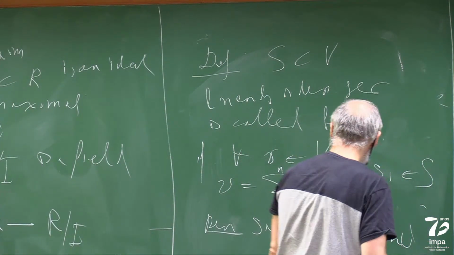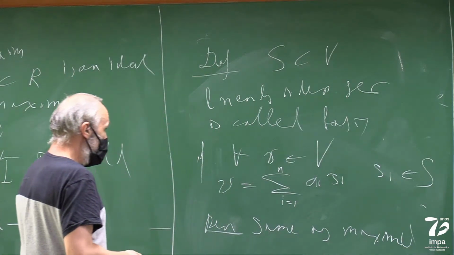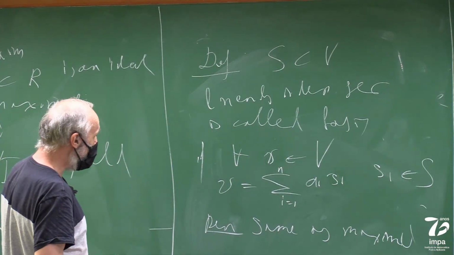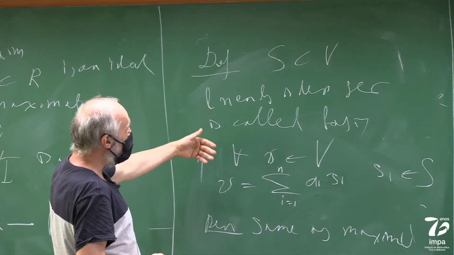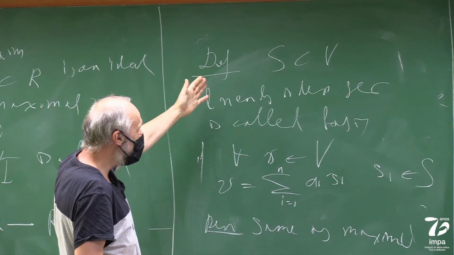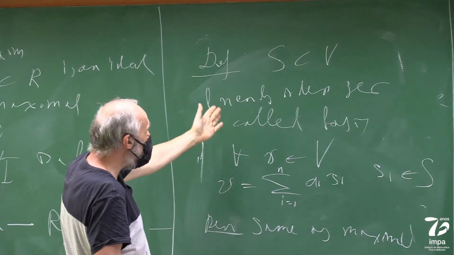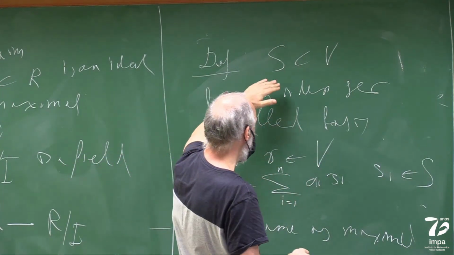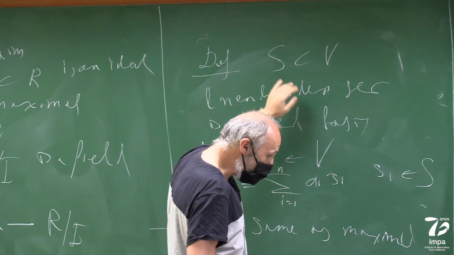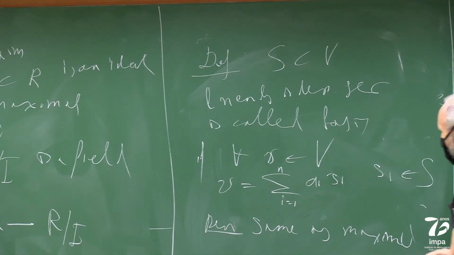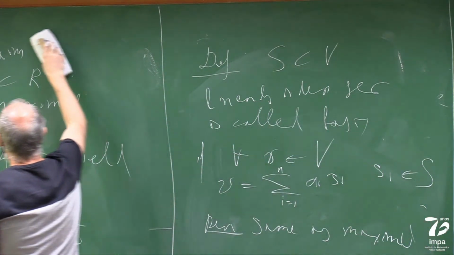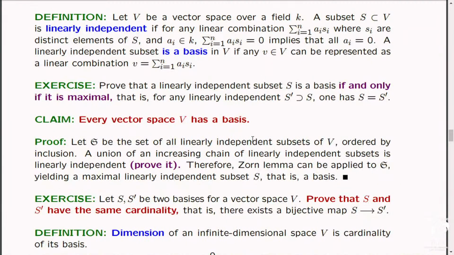Conversely, if it is maximal, then it is a basis. Otherwise, if it's not a basis, this means that you have a vector which can be expressed through elements of S, and then it is not maximal. You can add it, and S increases. So a basis is the same as maximal.